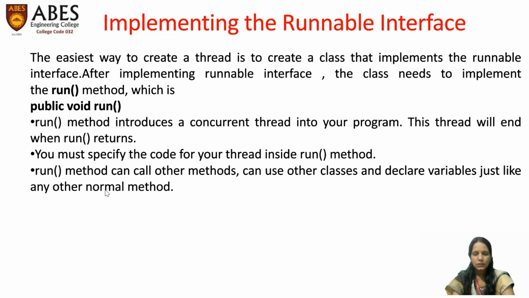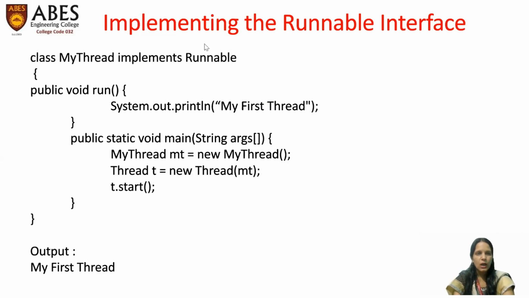Next, the run method can call other methods, use other classes and declare variables just like any other normal method. So using the run method, we can call another method, we can use another class, and declare variables as we do in normal methods. In a method we can call another method, declare variables, and call other classes. In the same way, through the run method, we can call other methods and other classes as well. So now what will be the code of the program?